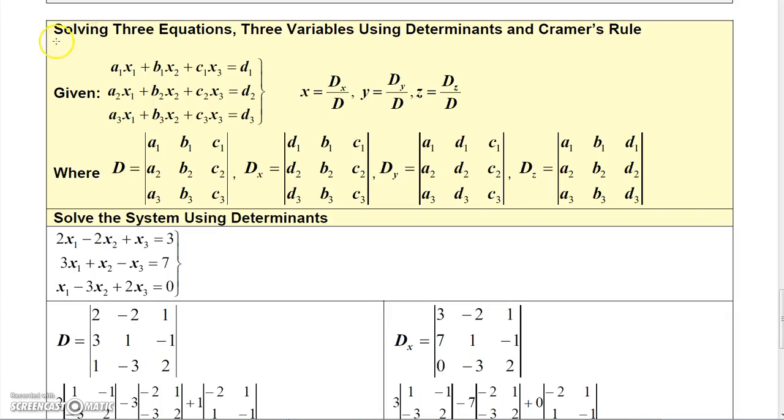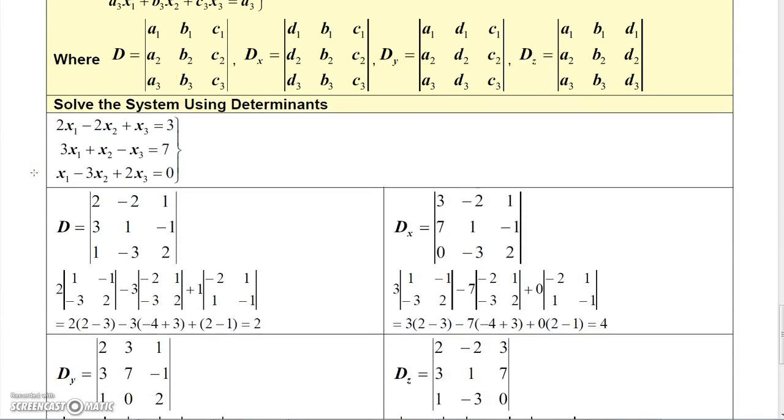Okay, pause the video here and look at the formula for solving 3 equations and 3 variables using determinants, and see how I get these determinants here. I'm just going to go ahead and show you how I solve this problem here.